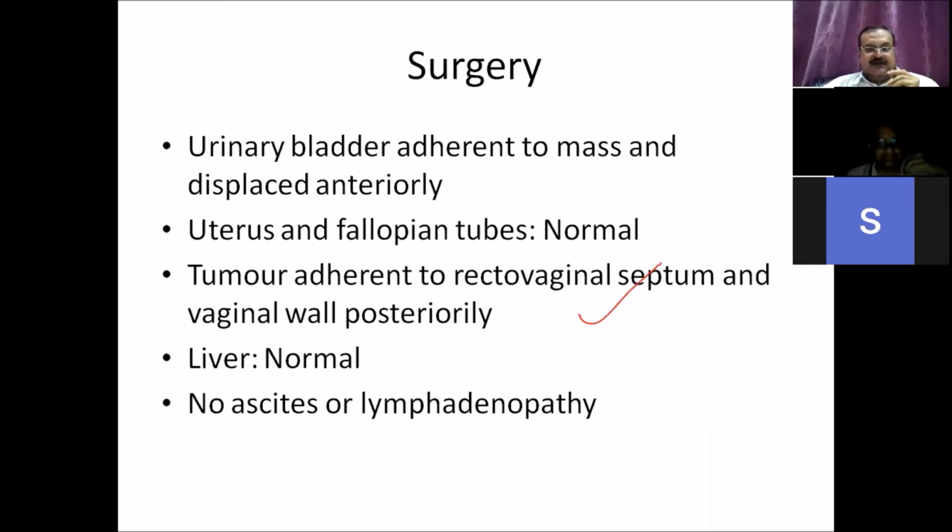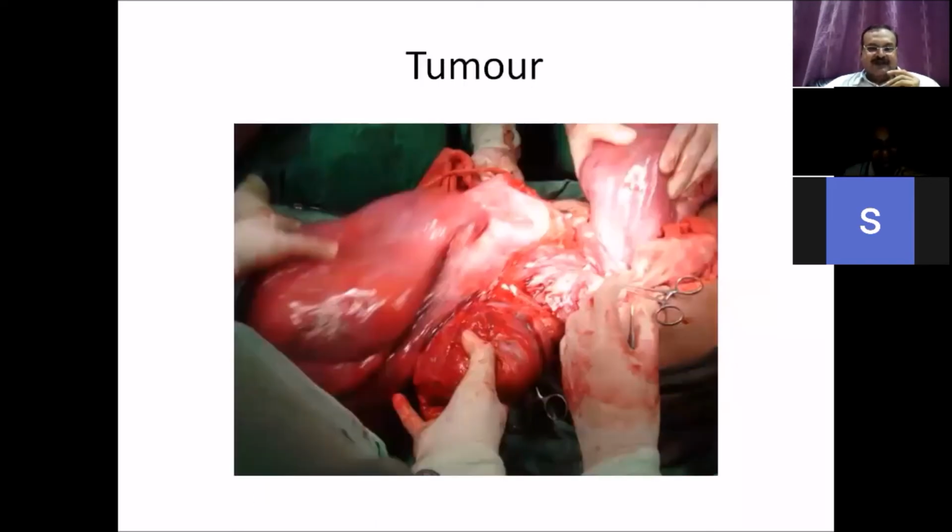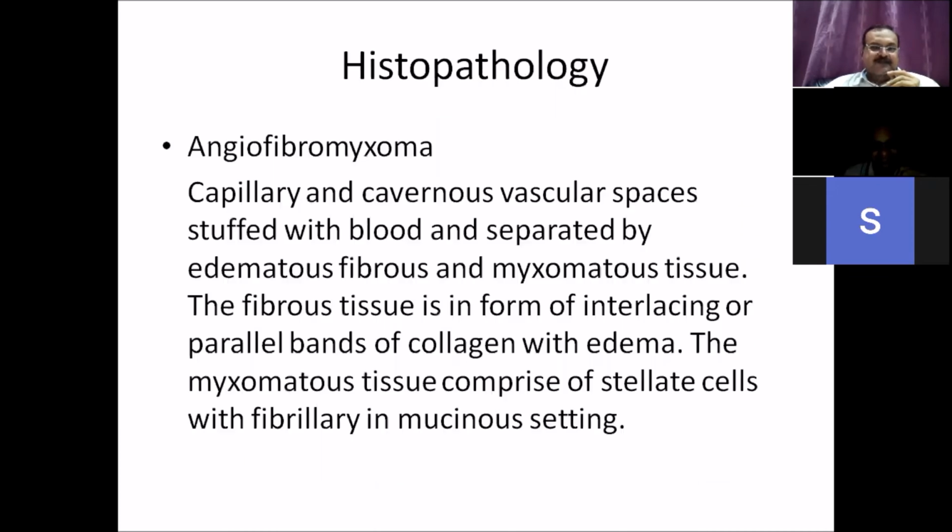Urinary bladder was adherent to the mass and was displaced anteriorly. Uterus and fallopian tube were normal, and tumor was adherent to rectovaginal septum and vaginal wall posteriorly. So can you name the tumors which arise from the vaginal septum? Okay, this is the tumor. This was excised completely. And the histopathology was angiomyxoma.